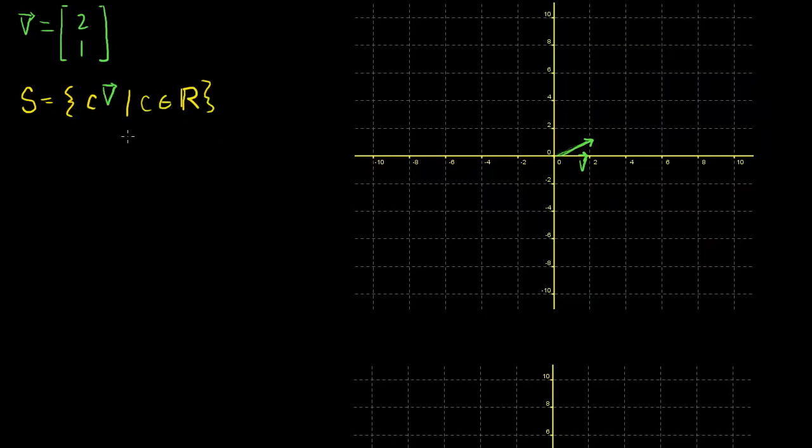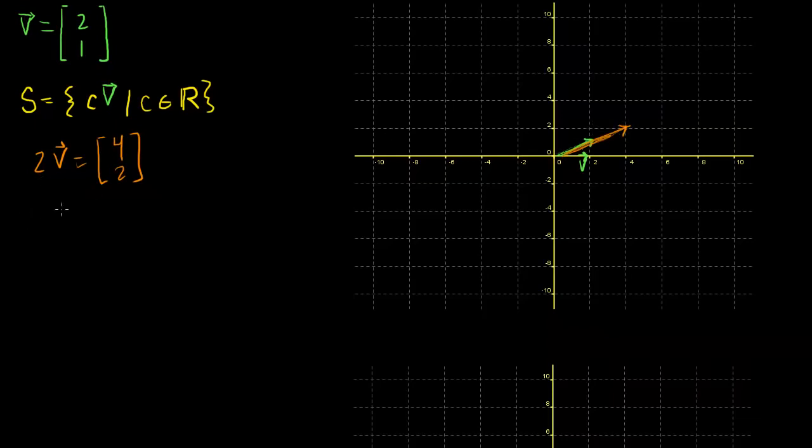Well, if we draw them all in standard position, C could be any real number. So C could be 2. If I do 2 times our vector, I'm going to get the vector 4, 2. Let me draw that in standard position. 4, 2. It's right there. That vector right there is collinear with this first vector. It's along the same line, but it just goes out further.